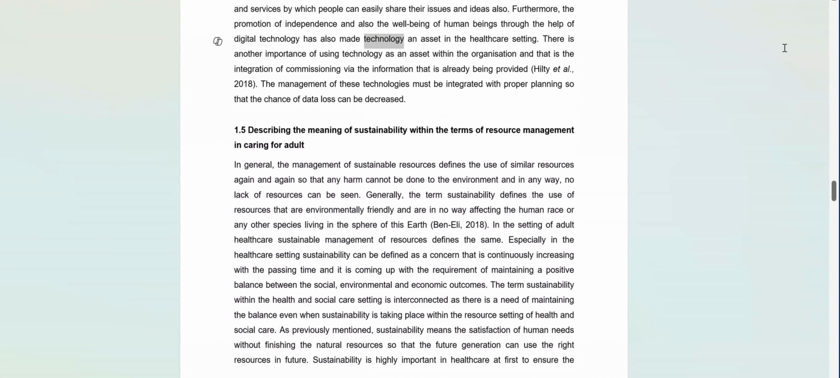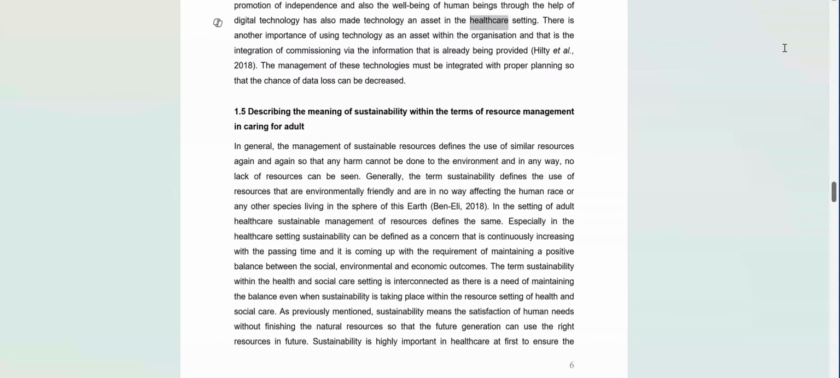There is another importance of using technology as an asset within the organization, and that is the integration of commissioning via the information that is already being provided. Hilty et al., 2018. The management of these technologies must be integrated with proper planning so that the chance of data loss can be decreased.